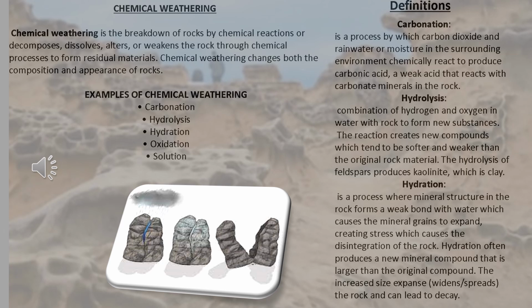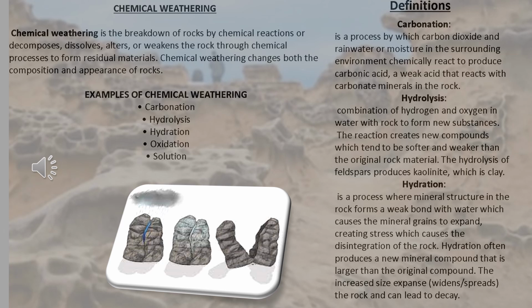Oxidation is a chemical reaction between some minerals in rocks and the oxygen in the air. Oxidation changes iron minerals in rocks from a light gray color to a brown-red color. This is called rusting. The change in color shows the change in the composition of the rock. This chemical reaction causes the rock to break up.